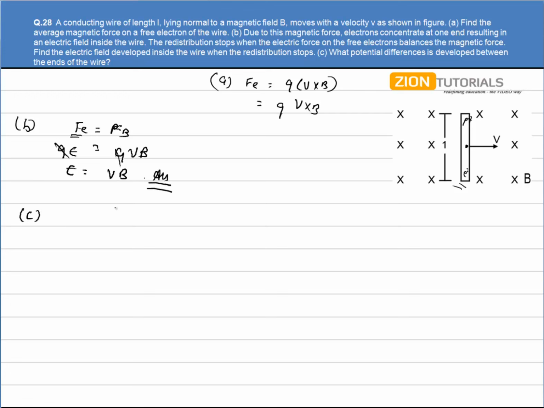ends of the wire. We know that the potential difference is given by E into d. So we know the electric field, so potential will be equal to BvL. This is my answer, and this is what we used to call the motional EMF. That is, when the rod is set into motion in a magnetic field, then a motional EMF is generated across its ends, and this is the magnitude of the motional EMF, BvL.